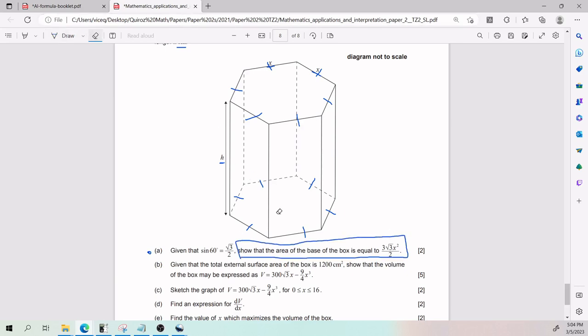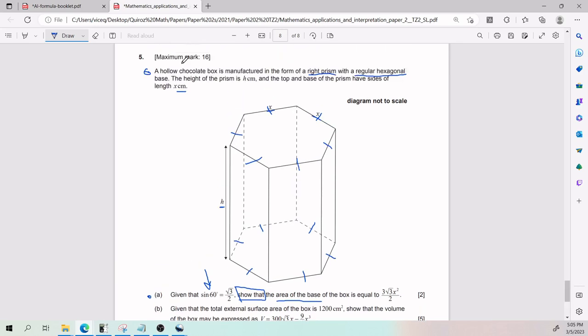All right, so whenever you have a show that, really, you just have to find the area of the base. Okay, I know that they use the word show, but just find the area of the base. Once you find the area of the base, your work, your procedure, is how you show it. And they give you a hint. The hint is sine 60 equals the square root of 3 divided by 2. So let's see what we can do.